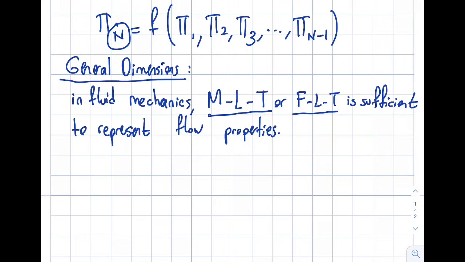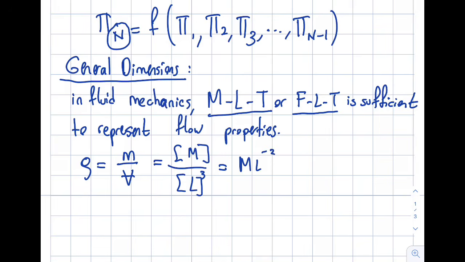Let me give you an example. For instance, let's look at the density, right? Density is obtained by mass divided by volume. The unit of mass, if I'm using the MLT system, will be M, and volume will be length cubed, right? So from here, I will obtain M L^-3 as my density unit.